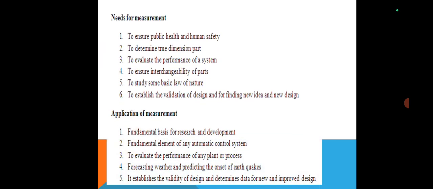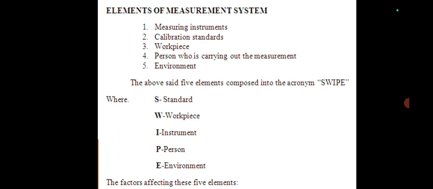What is the need of measurements? Metrology is used to ensure public health and human safety, and also to determine the true dimension of the original part, and also to calculate the performance of each system, and also to ensure interchangeability of mating parts. It is also used to study some basic laws of nature, and also to create new ideas, innovative ideas and new designs. These are the main needs of the measurement system.